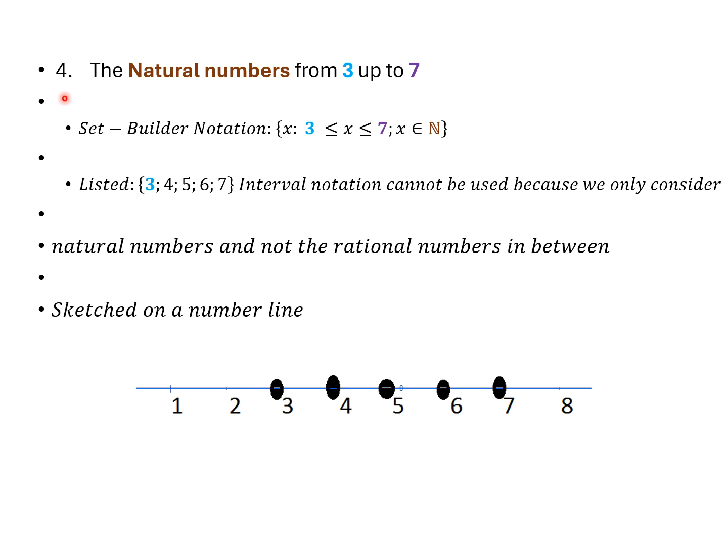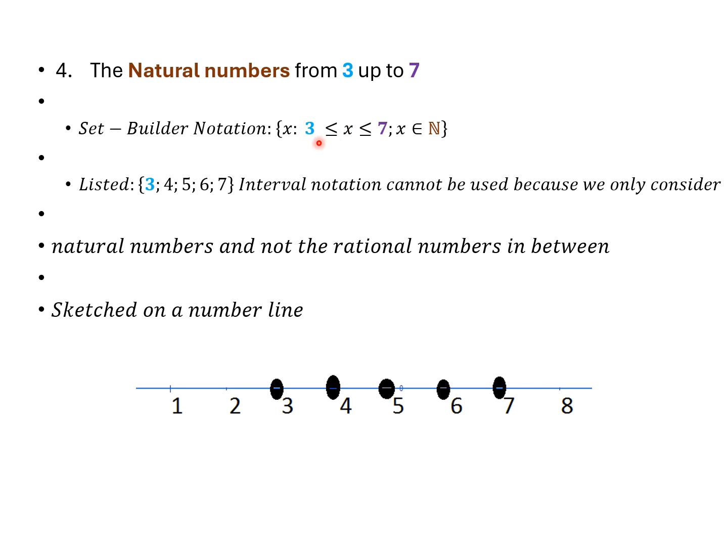Now number 4, the key difference, they say the natural numbers. No more real numbers, but the natural numbers from 3 up to 7. So in set builder notation, x such that stays the same. The x element of natural numbers. In the middle, my two inequality signs will always point to the left. Always. If I write two of them, both of them will point to the left. My biggest value on the right, my smallest value on the left. So x is less or equal to 7 because 7 is included, and x is greater or equal to 3.